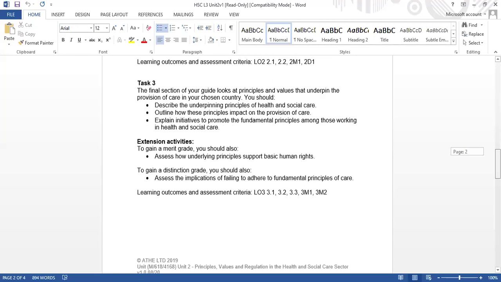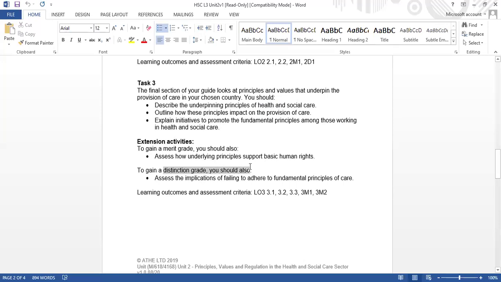So task 3 says that in the final section of your guide, you have that guide again on Moodle, it looks at principles and values that underpin the provision of care within your chosen country. So you should be able to describe the underpinning principles of health and social care and outline how these principles impact on the provision of care. And in the explanation part, you will explain initiatives to promote the fundamental principles amongst those working in health and social care. Again, to gain a merit, you would assess how the underlying principles support basic human rights.